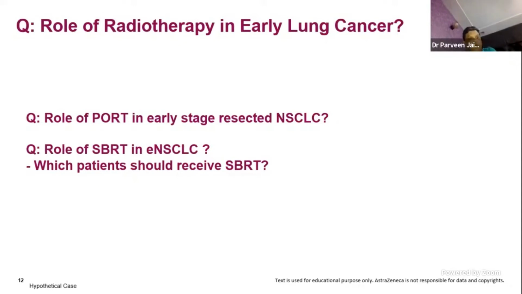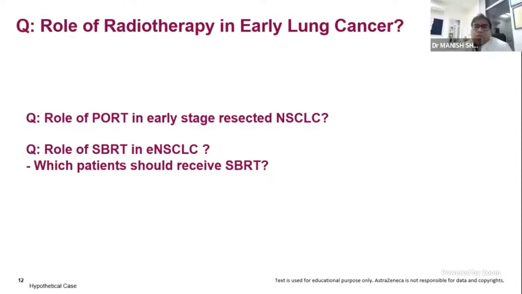Venkat, what do you think, these days is there any role of post-operative radiotherapy in early stage resected non-small cell lung cancer? Maybe we can take it stage wise, stage 1 or 2, then stage 3. So stage 1 or 2, is there any role of post-operative radiotherapy? So one of the most important indications, like in other cancers, is margin positivity, and the other indication is being... I'm not sure, sir. I'm sure about the margin positivity.